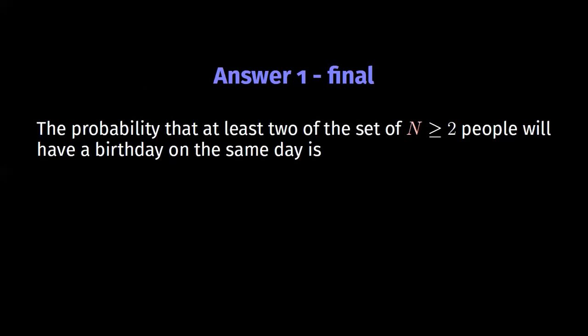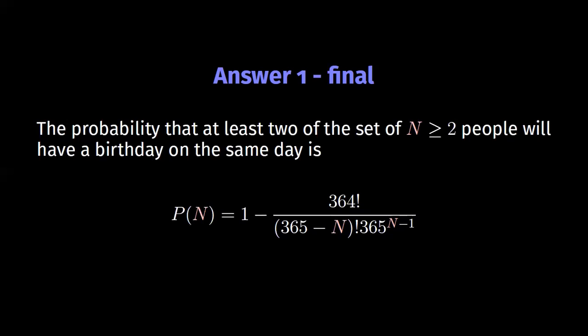Remember that we want to know the probability that at least 2 people will have a birthday on the same day in a group made of n people. In this case, we simply need to do 1 minus what we obtained in the previous slides. That means 1 minus 364 factorial over 365 minus n factorial times 365 to the power of n minus 1. This is our final answer to the first question that we called the birthday problem. Let's call this function Pn. It's clearly a function of the number n of people.